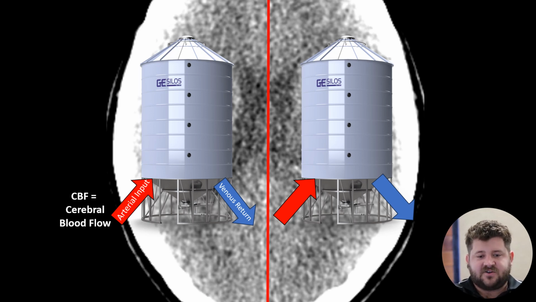So then we look at the volume of blood flowing through a given volume of brain, or our CBV. So this is essentially how much blood is within those tanks.